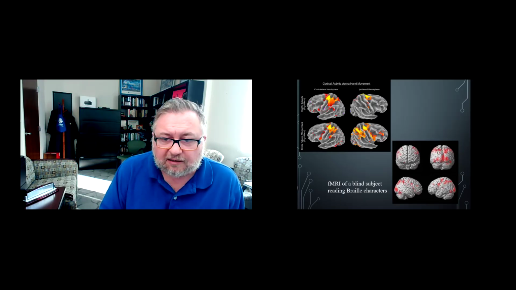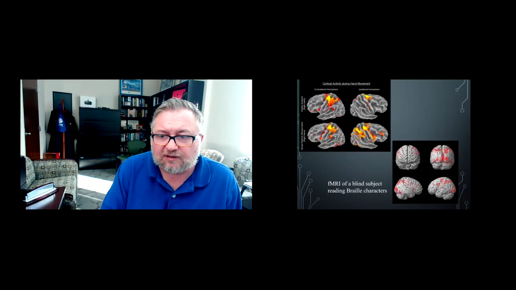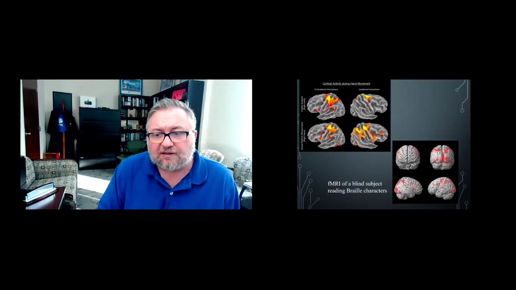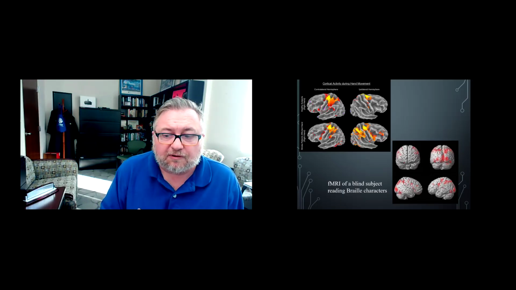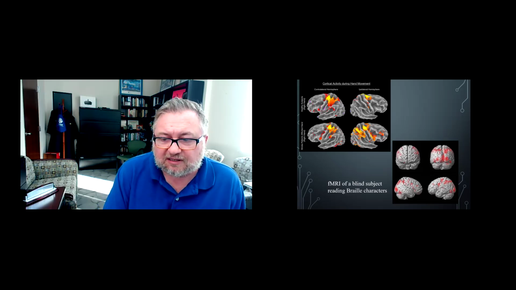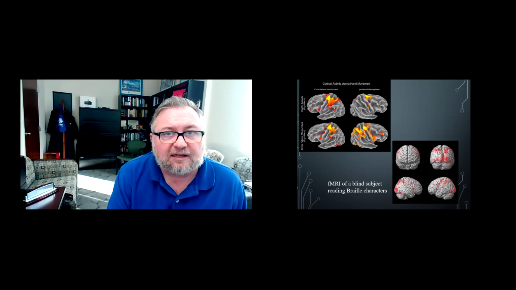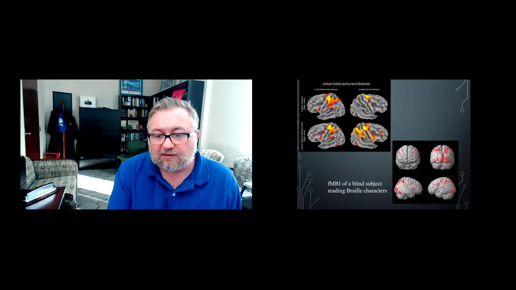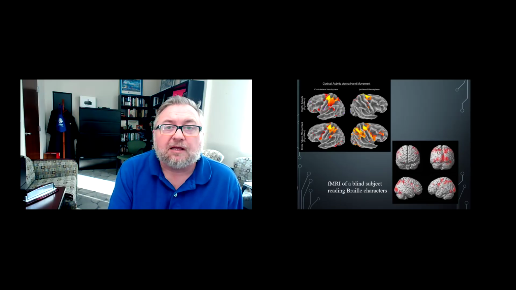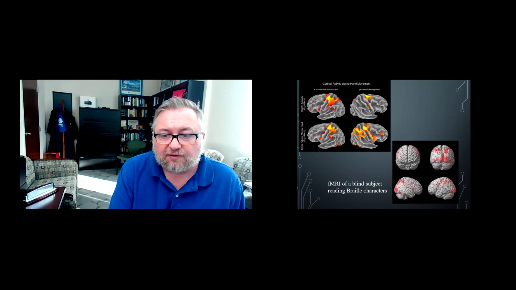At the bottom, we have a blind participant who is using their fingers to read Braille. And so not only do we see some of the motor and somatosensory areas active, but curiously, we're also seeing some occipital lobe activation, and that's the visual areas of the brain, as if maybe there's some visualization that can occur here.